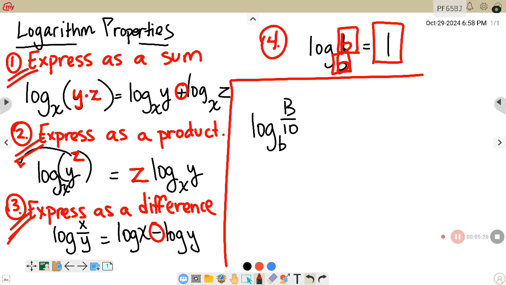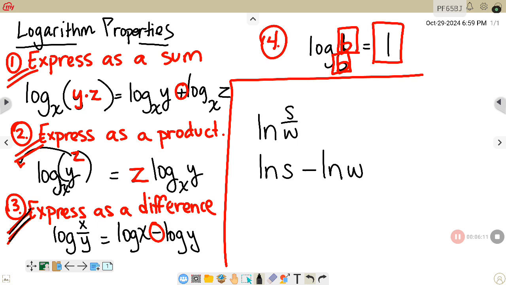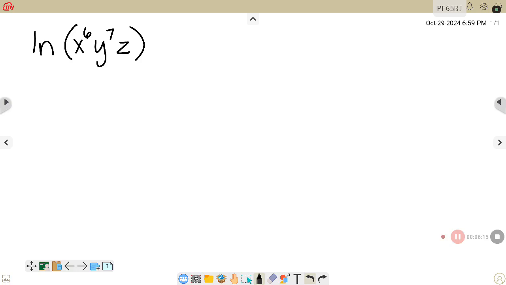All right, on this next example, it tells me to express this as a difference. So we are using rule number 3. So if I have log base b of b over 10, and I want to express this as a difference, I will have log base b of the numerator, which is capital B, minus log base b of the denominator, which is 10. Another example of expressing as a difference. So rule number 3, again, I've got ln of s over w, and I'm asked to express this as a difference of logs, which would be ln of the numerator, which is s, minus ln of the denominator, which is w.